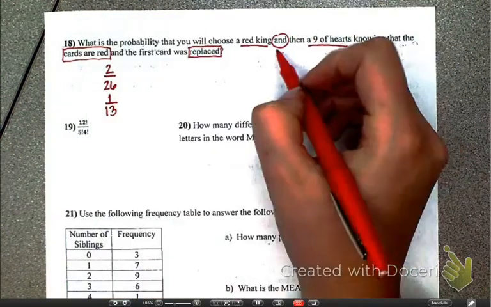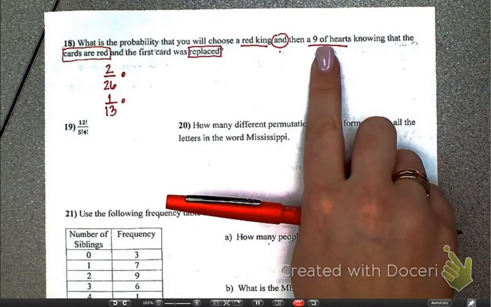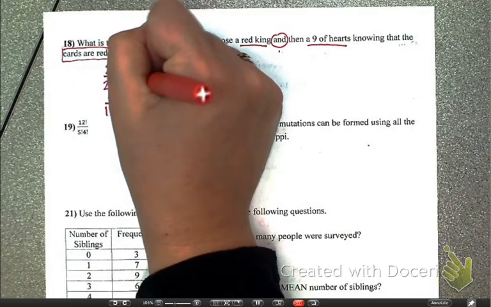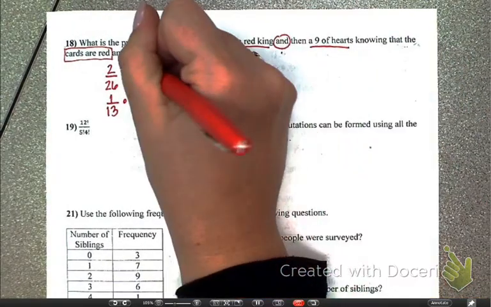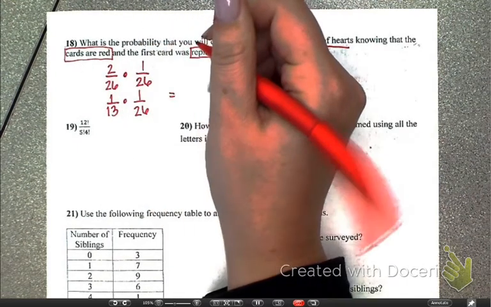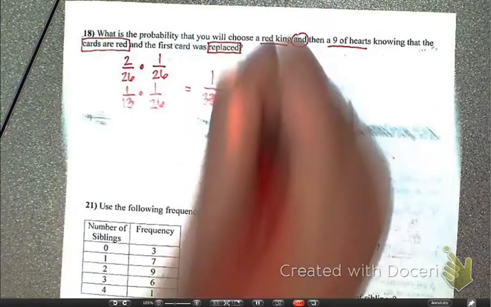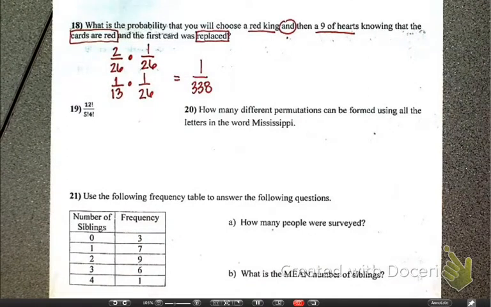Okay? And a 9 of hearts, but we replaced that first card. So we still have 26 cards we're pulling from. How many 9 of hearts are in the deck? 1. That multiplies to 1 out of 338. Yes. Any questions on probability?